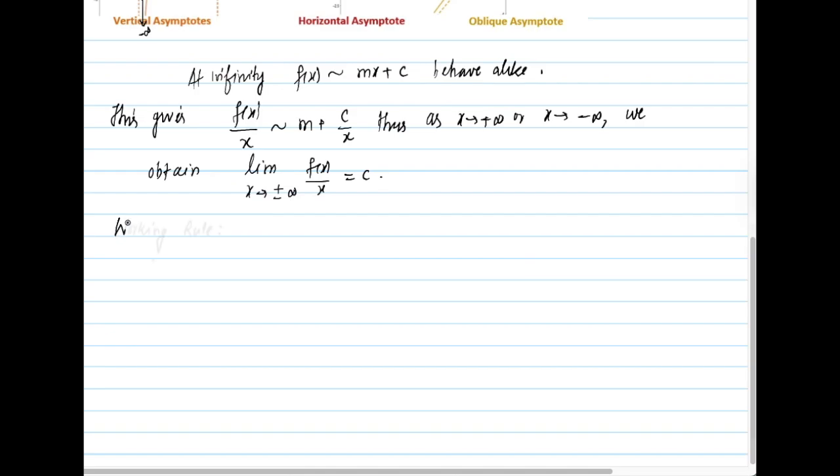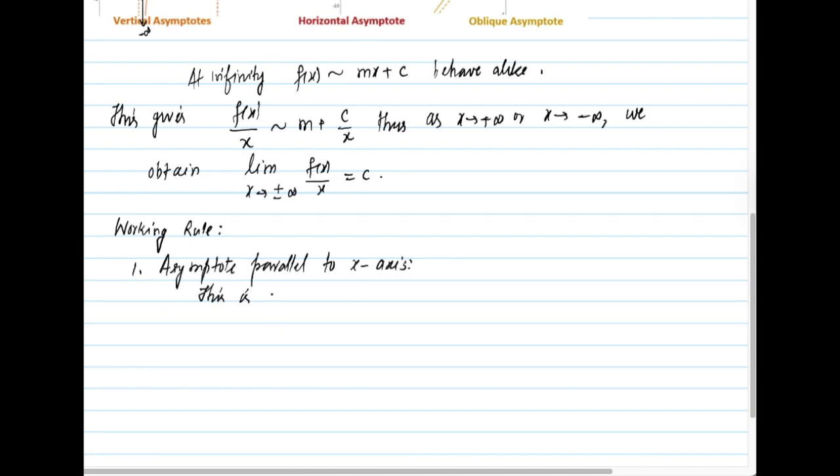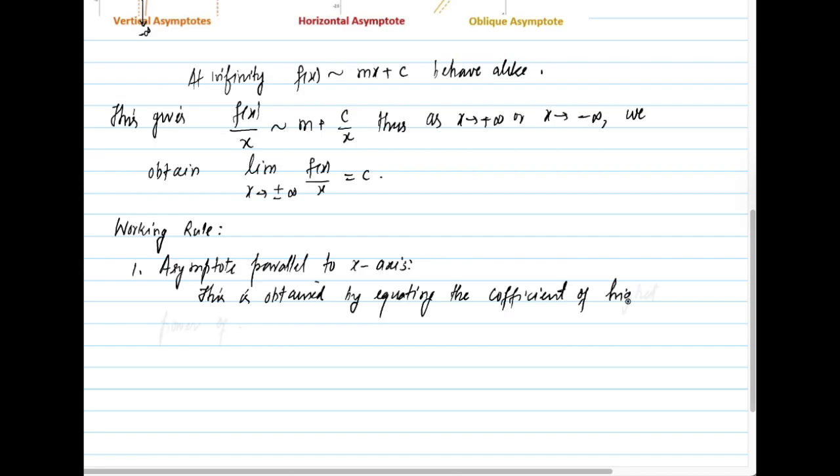So here we have a working rule. The first one is the asymptote parallel to the x-axis. This is obtained by equating the coefficient of the highest power of x to 0. So if we want to find the asymptote parallel to the x-axis, that is, a horizontal asymptote, we just look at the highest power of x in the equation, and equate its coefficient to 0. Whatever answer we get there will be the equation of the horizontal asymptote.